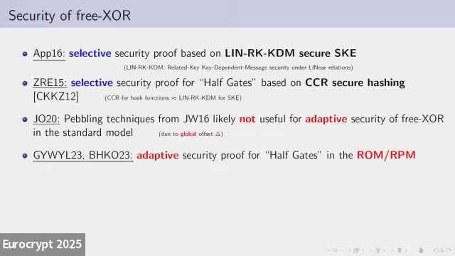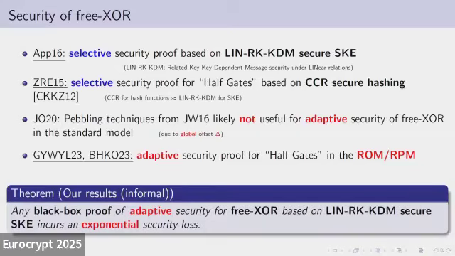There are also two further recent papers on ePrint that I have to mention. They prove adaptive security for half-gates, but in a random oracle or random permutation model. In this work, we prove that any black box reduction that proves adaptive security of free XOR based on Lin RKKDM security of the symmetric encryption scheme will involve an exponential loss in security.